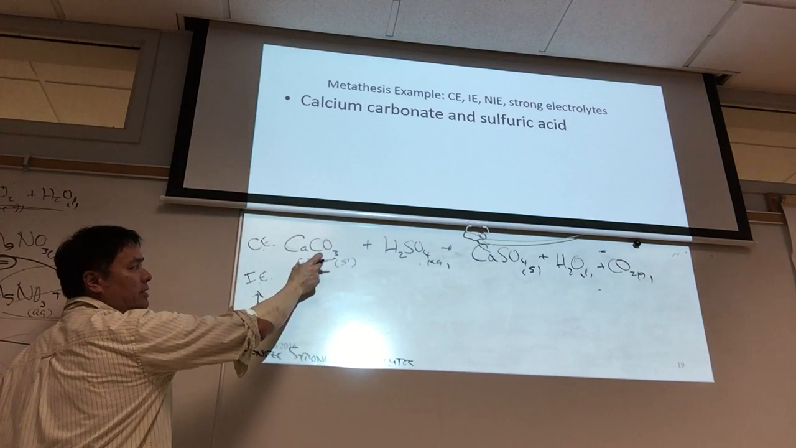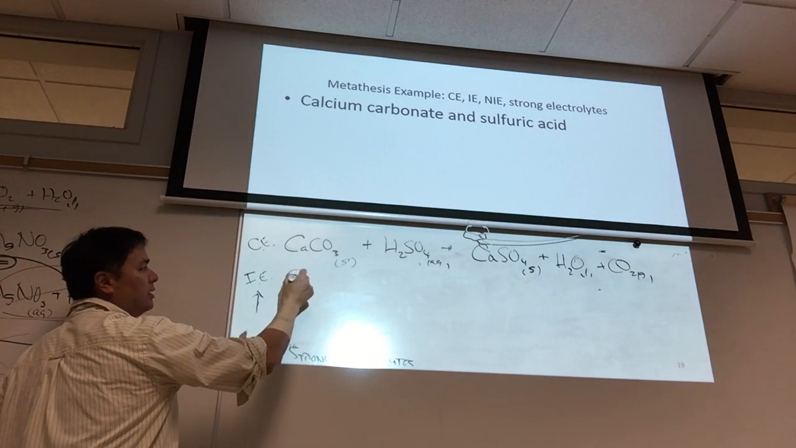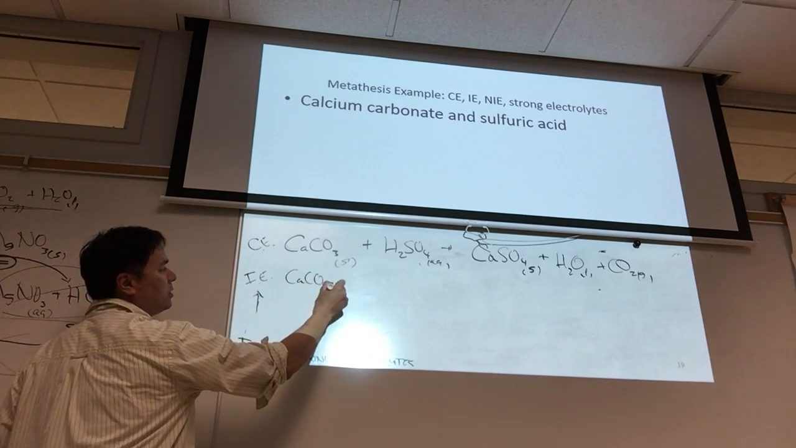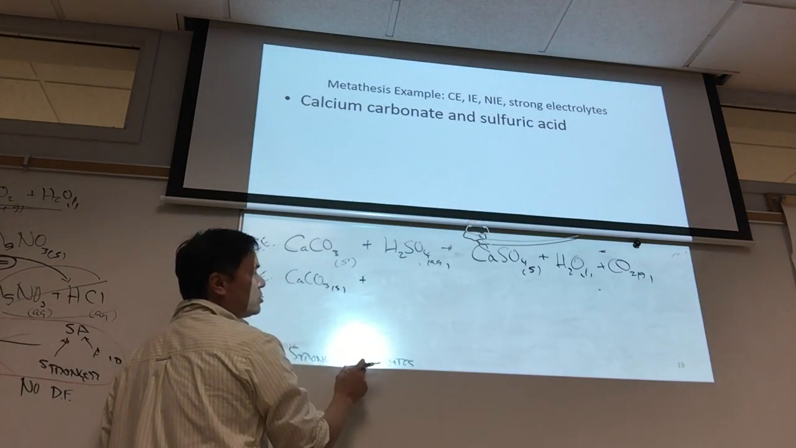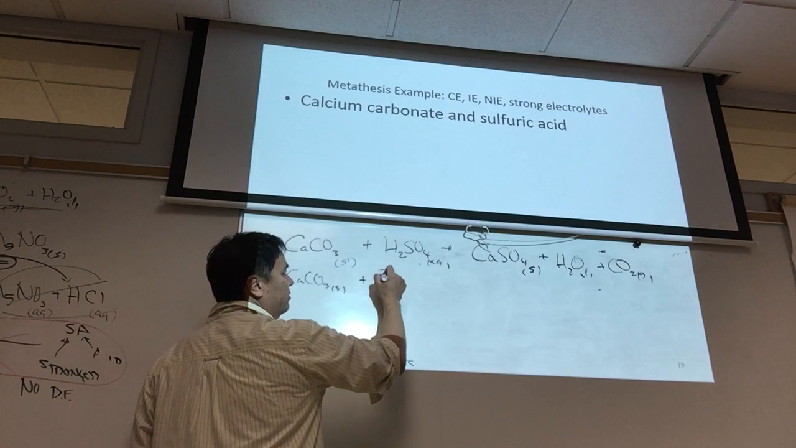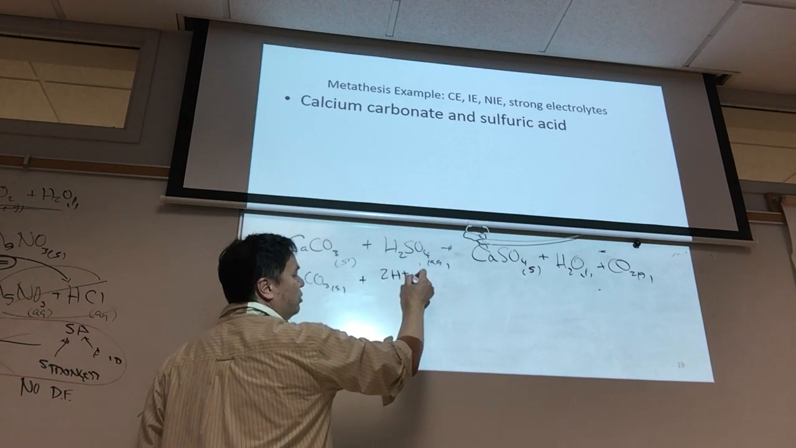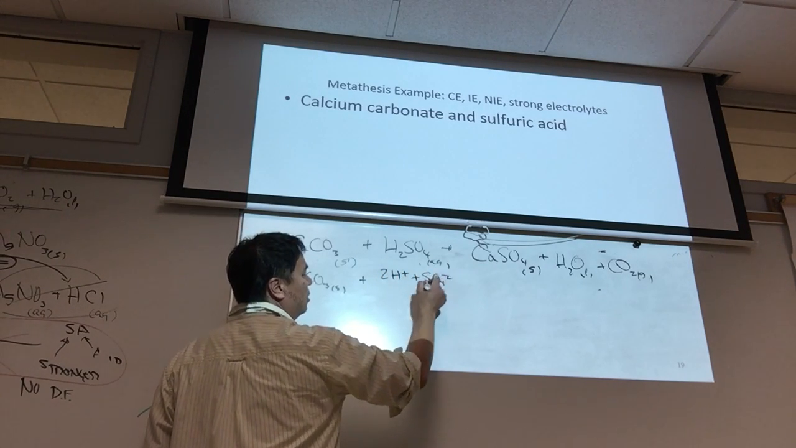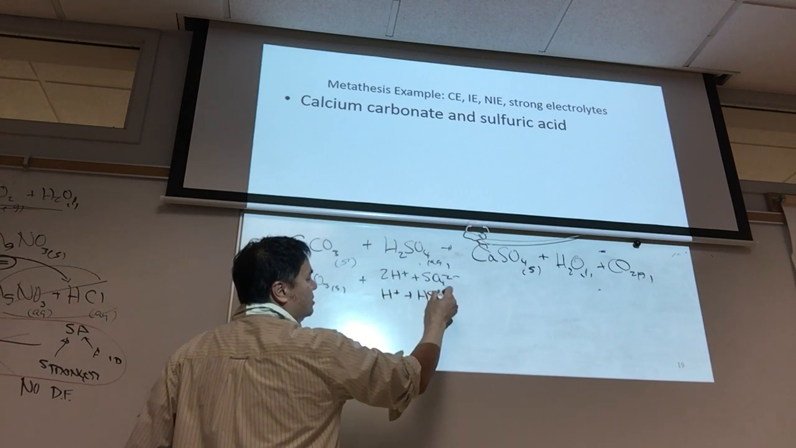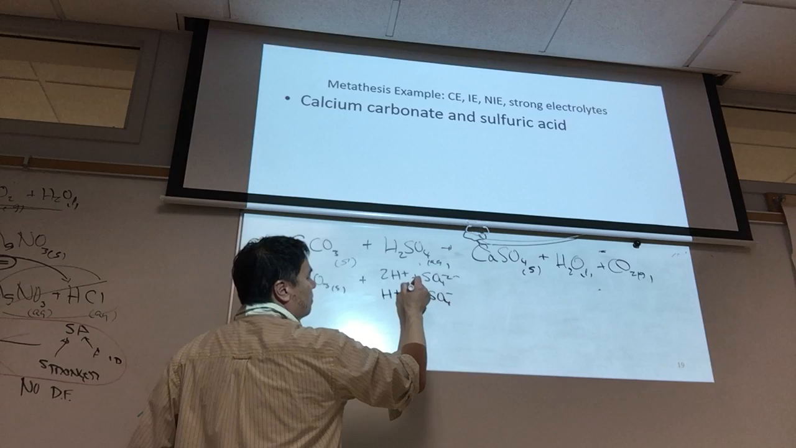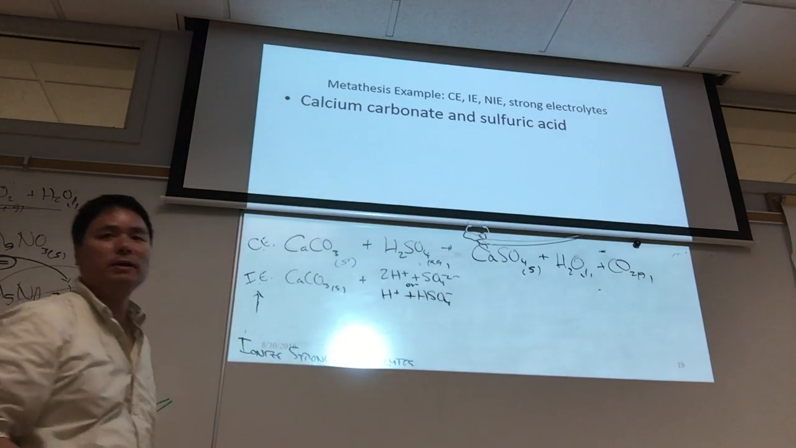So calcium carbonate is an insoluble salt, so we just leave that alone. There's the calcium carbonate solid. H2SO4 is a strong acid, so we ionize strong acids. So we have two choices. This can ionize into two H plus plus a sulfate, or it can ionize into an H plus and an HSO4 minus. Which one should we pick?